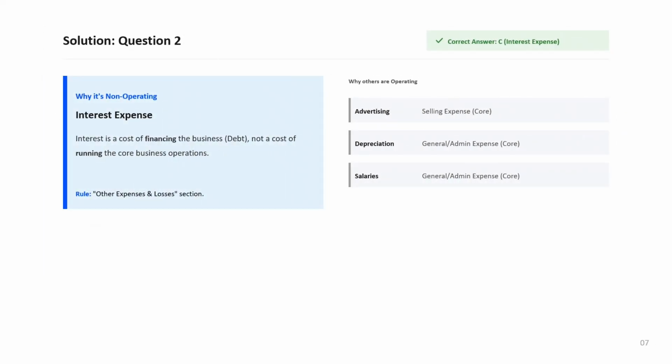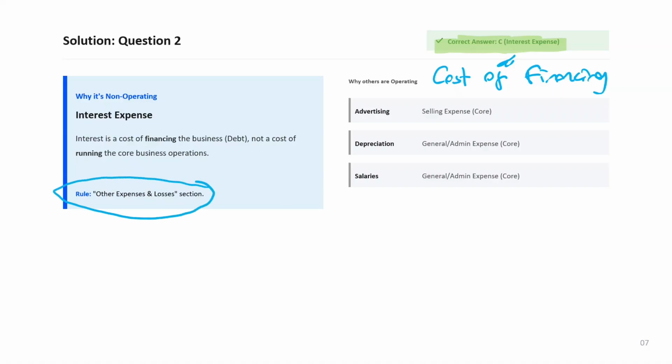The correct answer here is the interest expense. The rule is simple here. Interest expense is a cost of financing. It is not day-to-day business operations. A company does not have to have an interest expense. Therefore, it goes to the other expenses and losses section on the income statement.